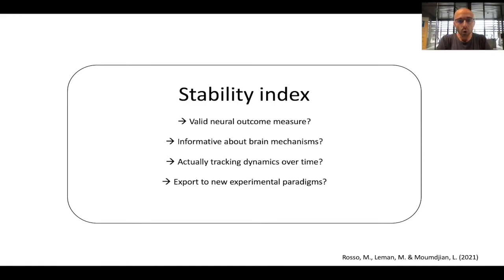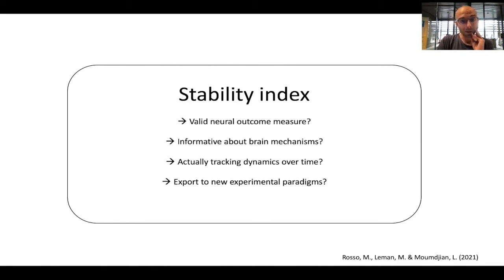Then, getting to the conclusion, these are the following points that I would leave open for discussion. Is the stability index actually a valid neural outcome measure of entrainment? By purely looking at the correlations, we suggest that there is some evidence for that, but again, I would like to know what you think about that.